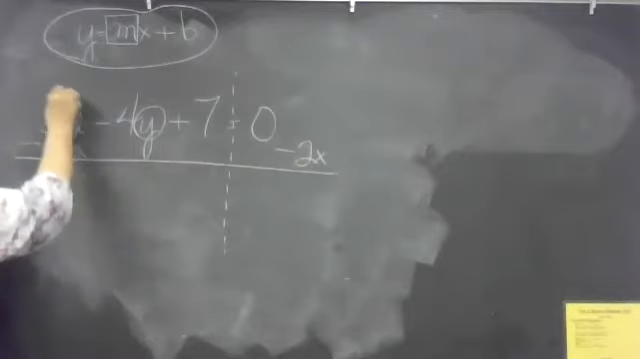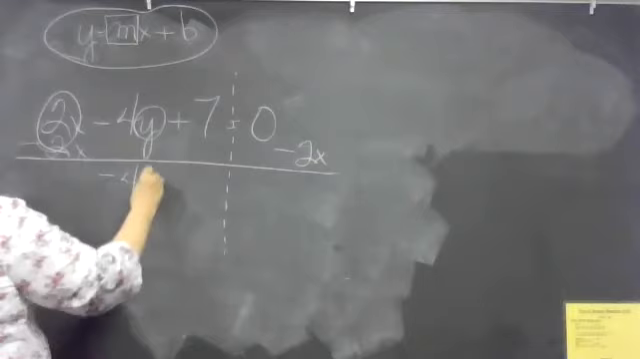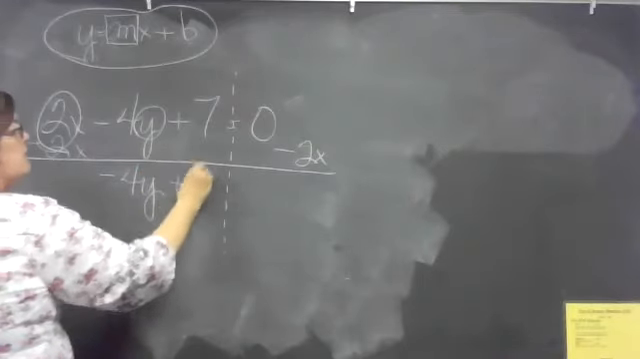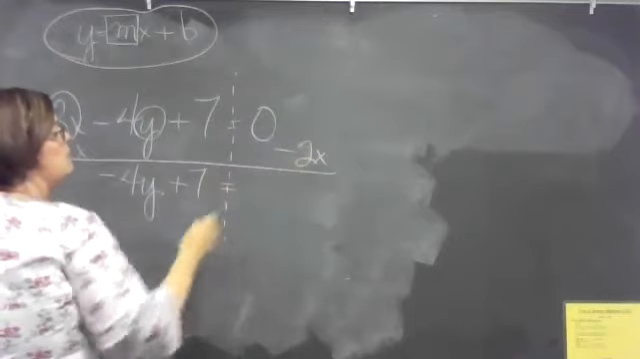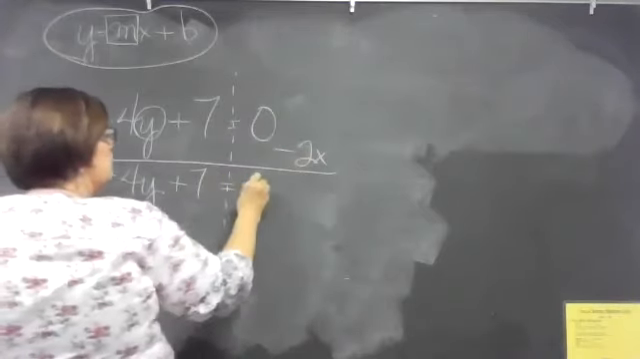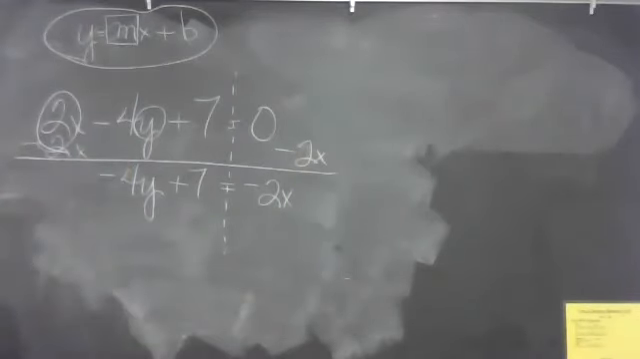Let's get that out of the way. So now we have a negative 4y plus 7 equals, and since this is 0 minus 2x, I'm just going to put the minus 2x. The 0 really doesn't matter when you add 0 or subtract 0. Are y'all okay with this?